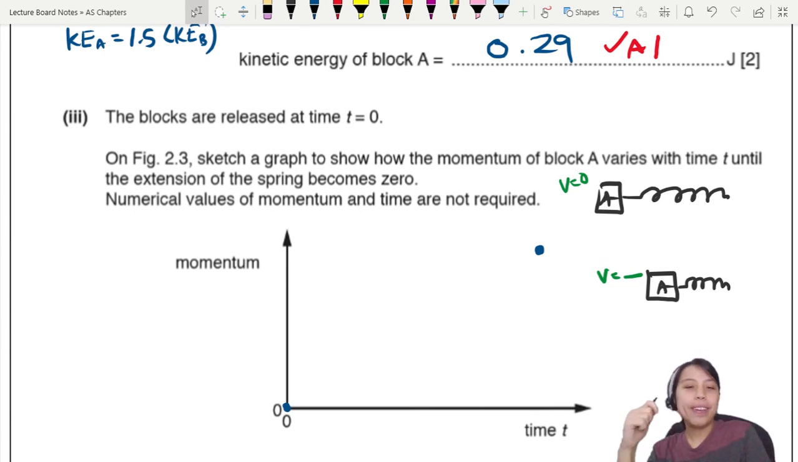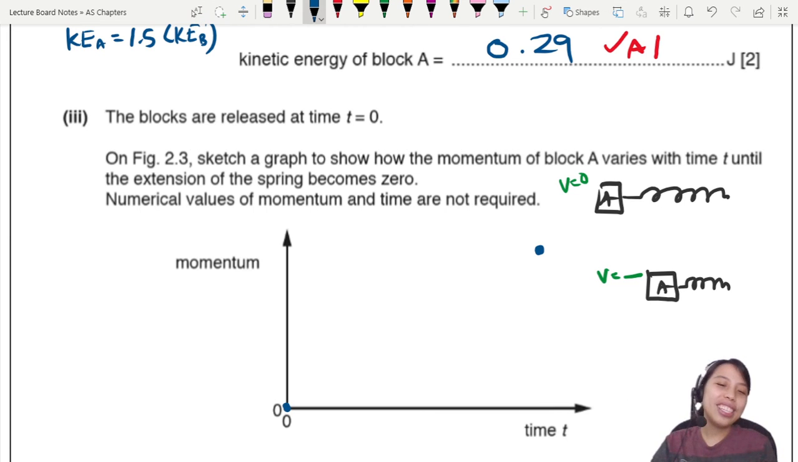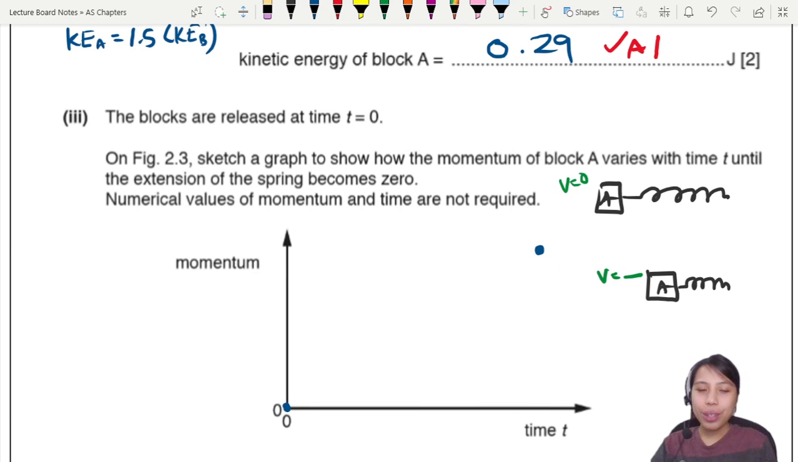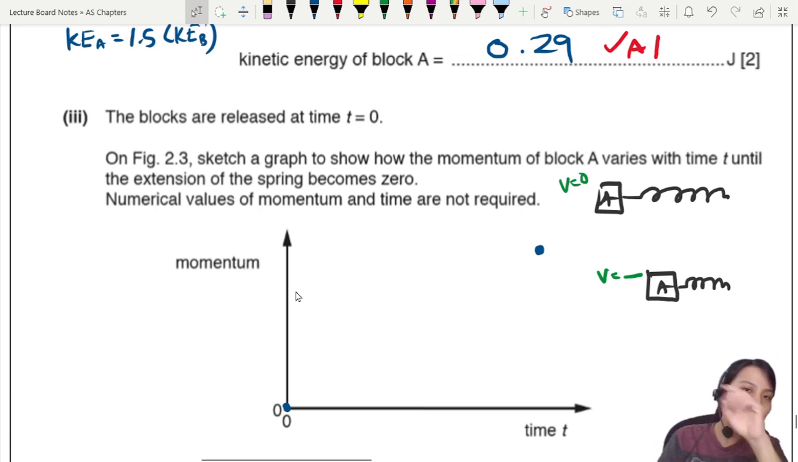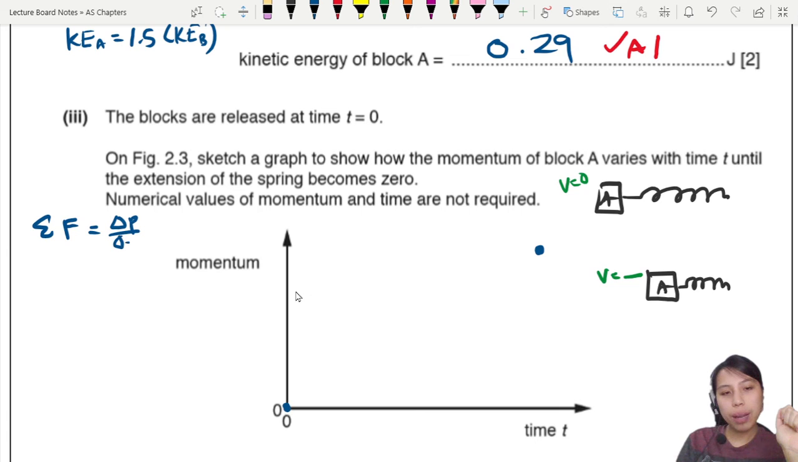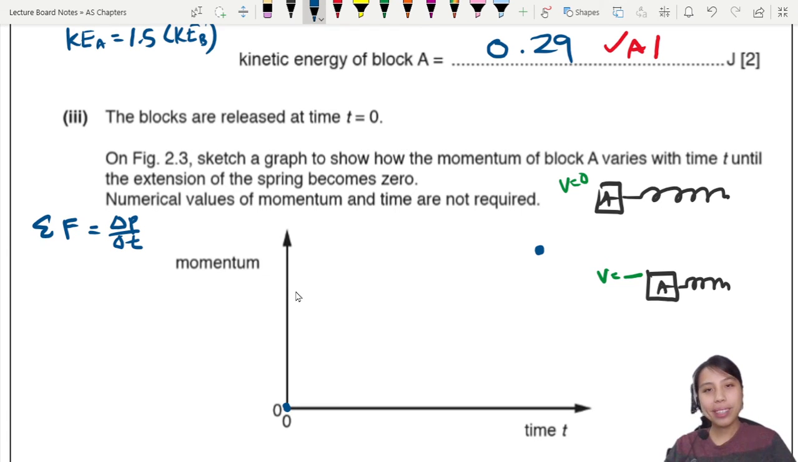Now, how do we know the gradient? Is it going to be a curve, a straight line, a curve, or like this? How? We think of, okay, you are moving faster and faster, but at what rate? That is the question. Since we're talking about momentum, let's go back to Newton's second law. Way back. Newton's second law said when you have a force acting on an object, that is proportional to the change in momentum over time. This is an important clue.